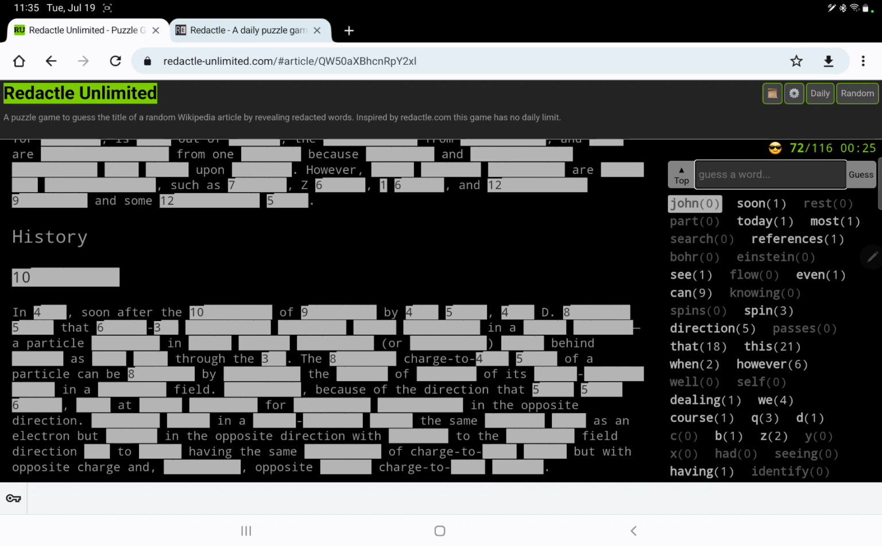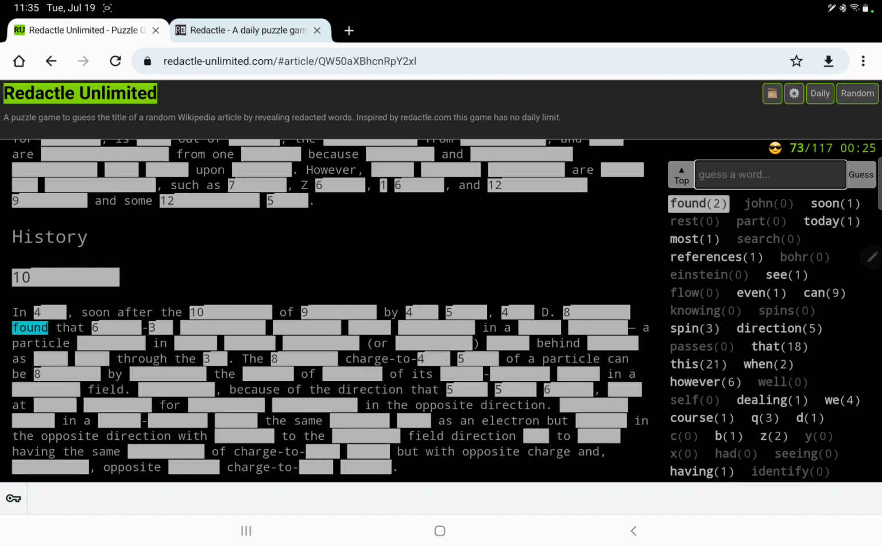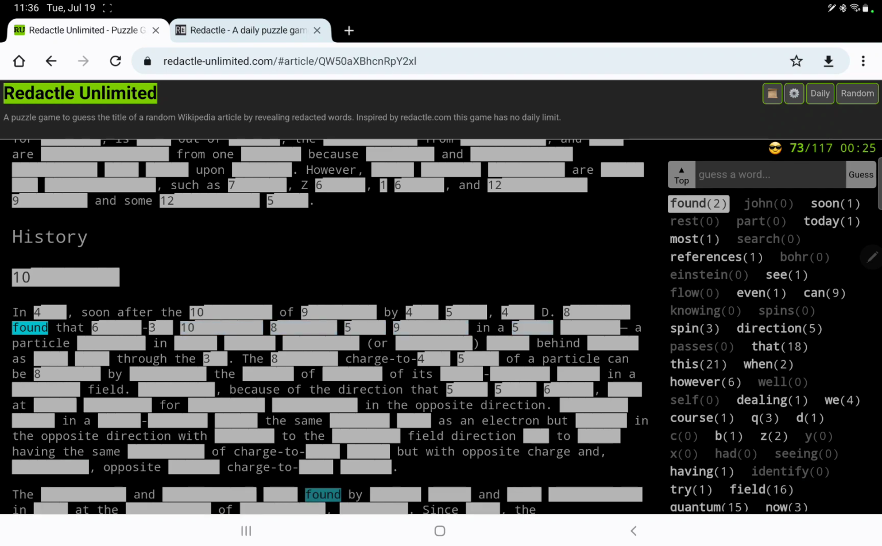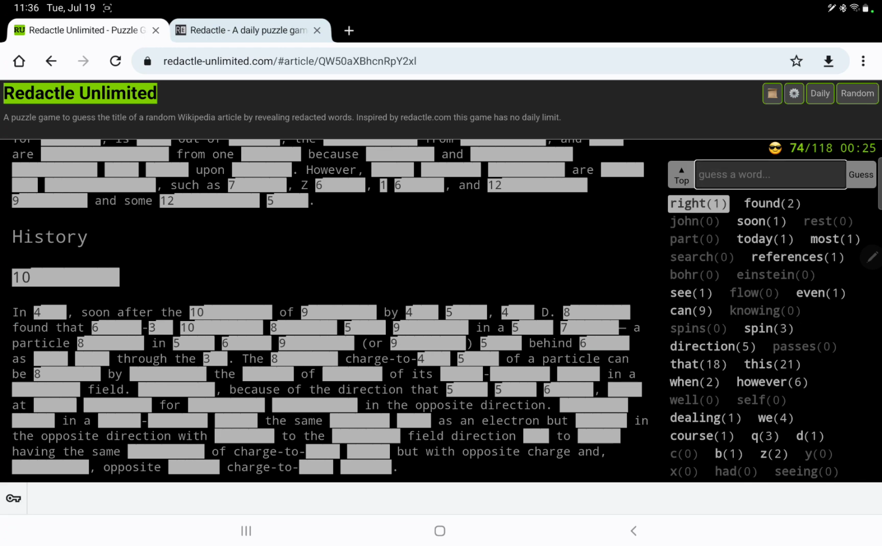No. Well, at least we have the middle initial of this other person. Something D. Something. Found that 6-3, 1085 in a 5-7, particle 8 and 569 or 9. 5 behind 6. How about right behind? No. So who is this something D? Not John D. Rockefeller.